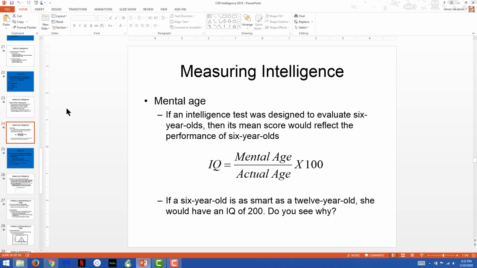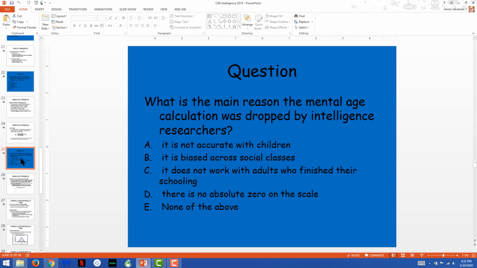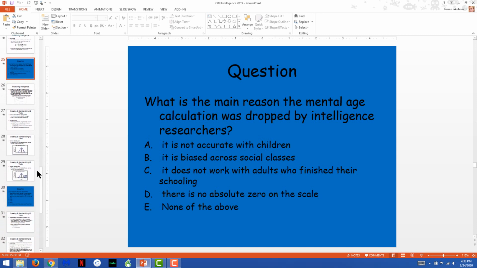Now, this type of mental age calculation was used for a decade or so before it was replaced by other standardized measures we're going to talk about. But before we move on to those, we're going to ask a question about how this actually influences your perception of IQ over the course of your lifespan. What is the main reason the mental age calculation was dropped by intelligence researchers?